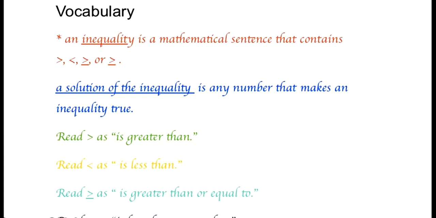So you read that symbol as greater than, and you read the yellow symbol as is less than. The teal symbol you read as is greater than or equal to, and then the maroon or purple one at the bottom is less than or equal to. So when you see those symbols, that's how you read them.